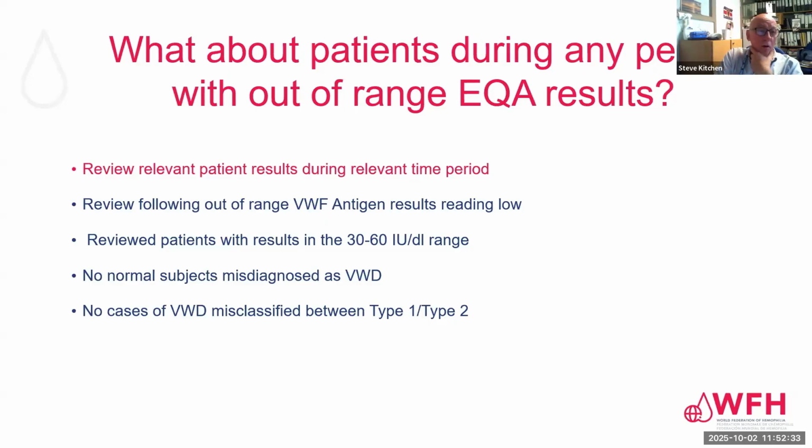And I'm pleased to report that no normal subjects had been misdiagnosed as von Willebrand's disease, and no cases of von Willebrand's disease were misclassified between type 1 and type 2. That might not have been the case. If the problem had been large enough, and if we'd got any misdiagnosis, we should have recalled those patients and done new investigations. So we should always remember that out of range EQA can have a direct impact on patients.